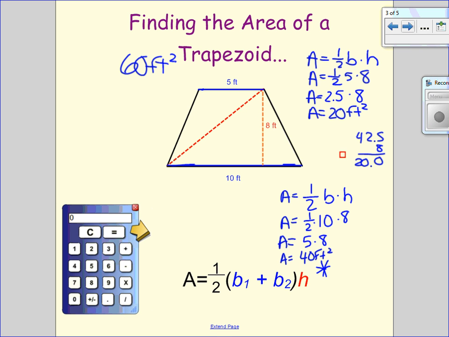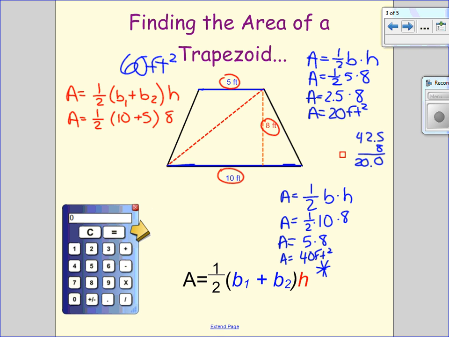We'll put 8 feet right back in here, and let's follow our formula for a trapezoid. So area equals 1/2 base 1 plus base 2, because that's like the two triangles together, times the height, because they share the same height. So now we plug in our information. Area equals 1/2, base 1 is 10 feet, plus base 2 is 5 feet, times our height of 8 feet.